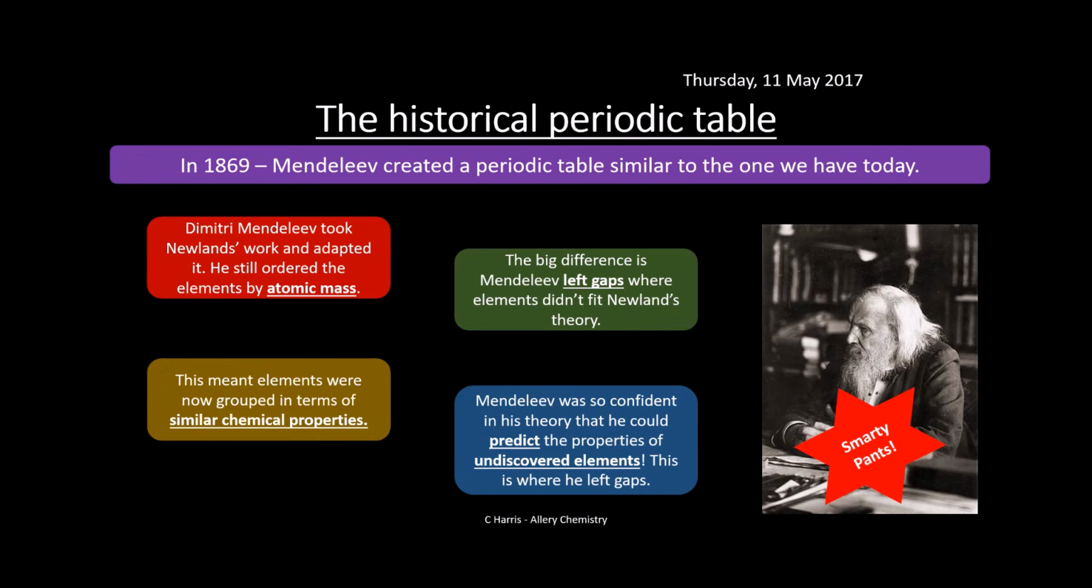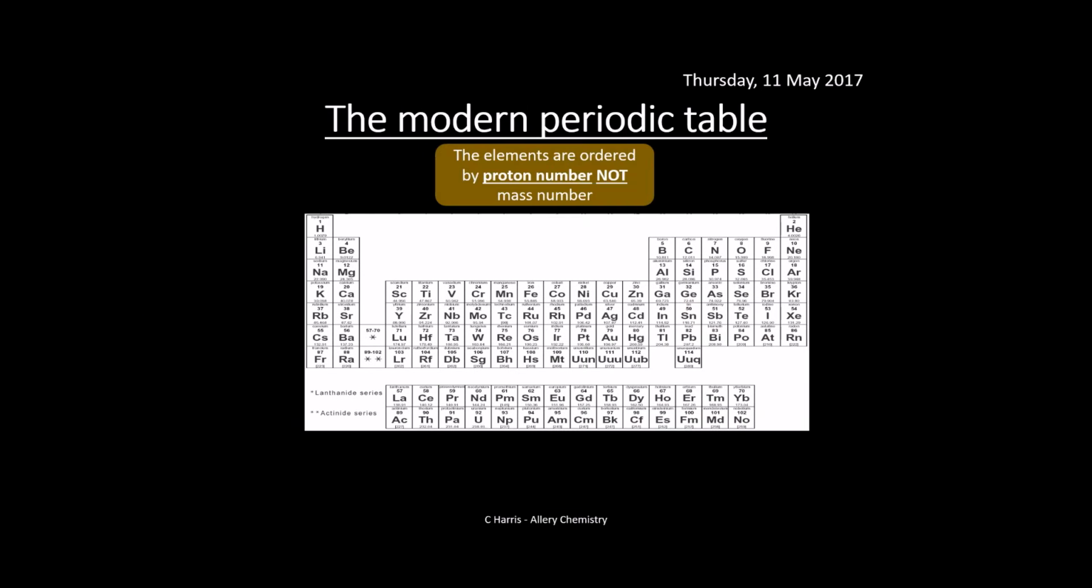He did pretty well, and that was really the power of the periodic table. That spurred scientists on to try and find these elements that Mendeleev had left gaps for, because he didn't know they existed. But actually, his predictions turned out to be true. So he was pretty remarkable, really, at the time. Obviously, we have the modern periodic table.